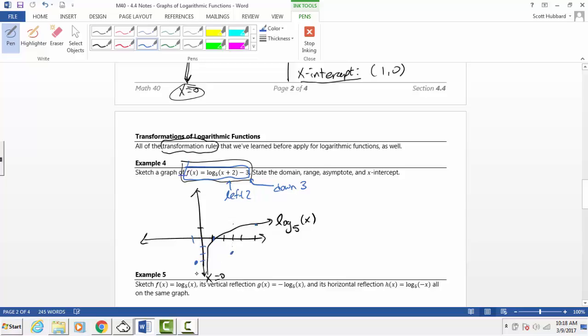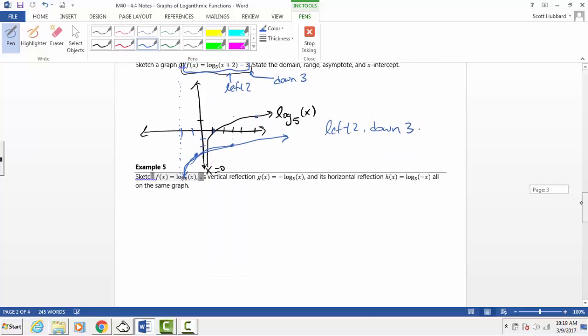And my asymptote also changes. My asymptote moves 2. So rather than being 0, it's going to be moved to the left. So I have this new vertical asymptote right here. And so the actual graph looks like this. Try to connect the dots here. Like that. Didn't really leave myself enough room. Okay, so anyways, everything got moved to the left 2, down 3, and that's the graph there.